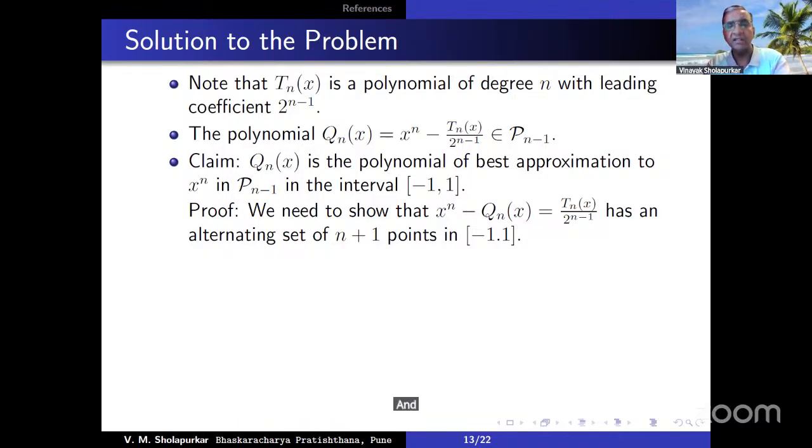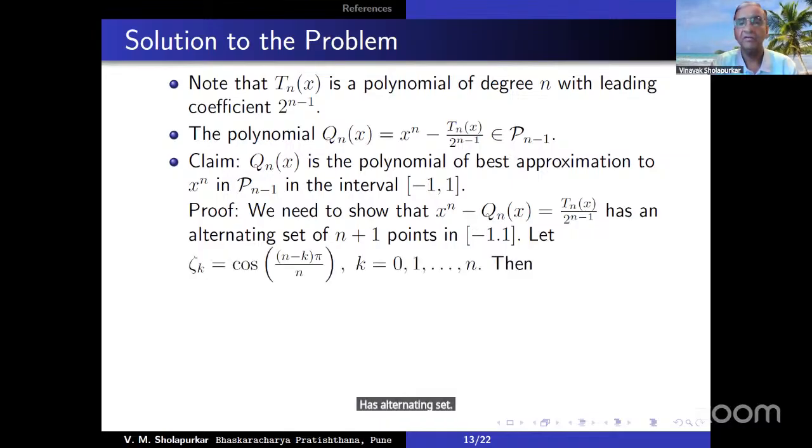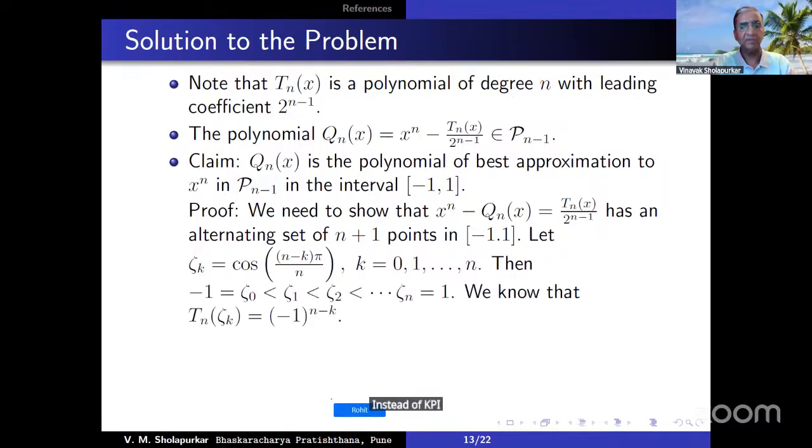And one can readily check that x to the power n minus qn, which is x to the power n minus qn x, is Tn upon 2 to the power n minus 1, has an alternating set of n plus 1 points. And these are the points. So the zeta k are written in increasing order. That's why now n minus k appears, instead of k pi, n minus k pi. So zeta naught is minus 1, zeta n is 1, and we know that Tn of zeta k is minus 1 to the n minus k. So for k from 0 to n, this forms an alternating set of n plus 1 points.